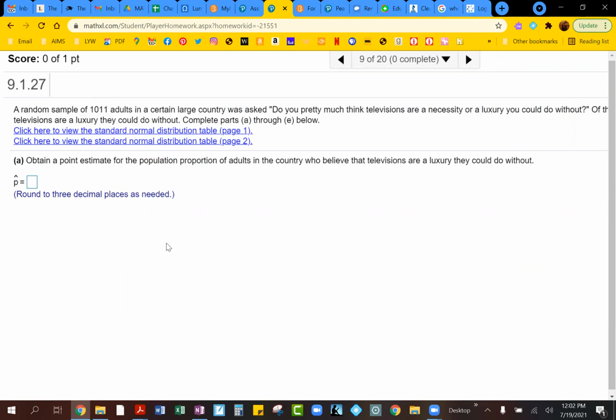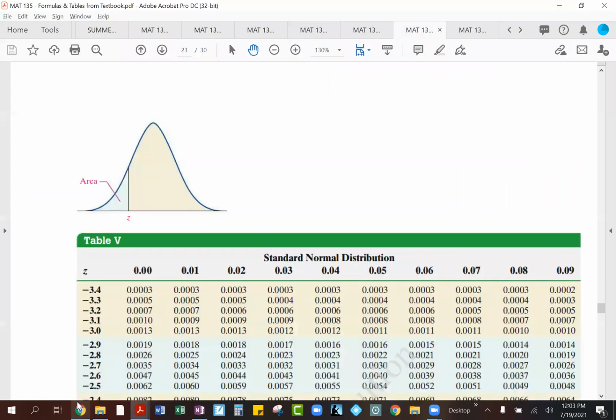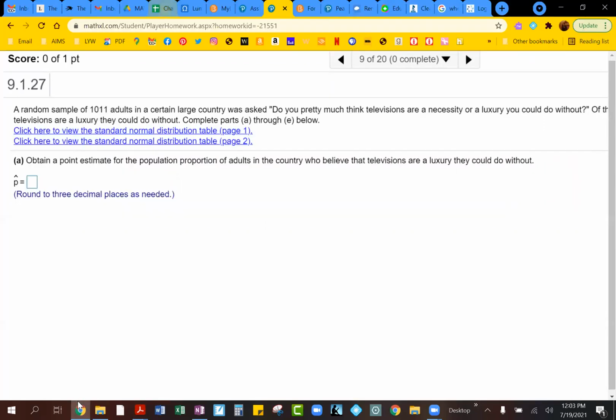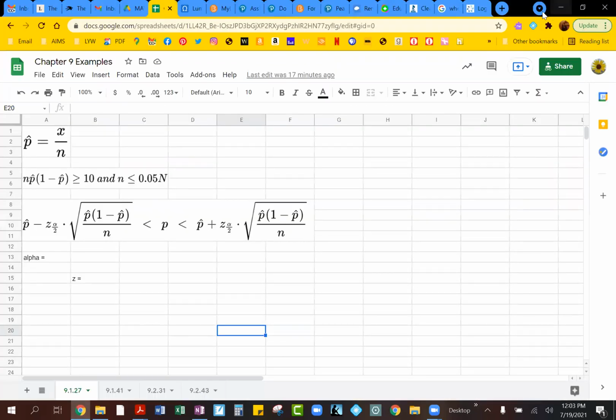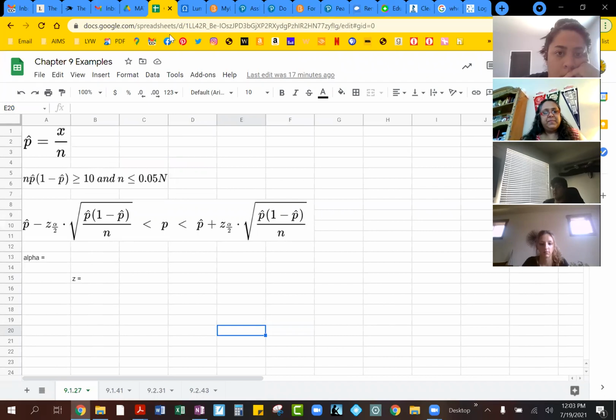So the first part they're asking us is to calculate a point estimate for the population proportion of the adults who believe that televisions are a luxury they could do without. So this formula, and what I have actually done, because I try to use as much technology as I can to make my life easier, is put the formulas here. So this one here is for your point estimate. And you can see this is literally taking x divided by n.